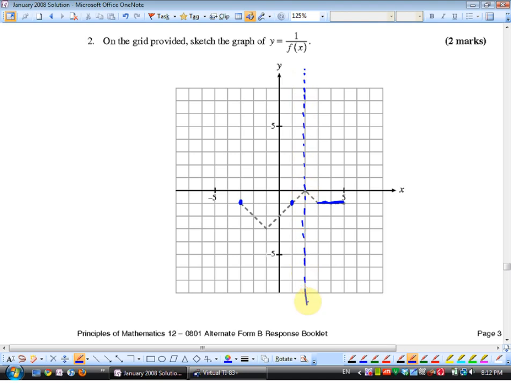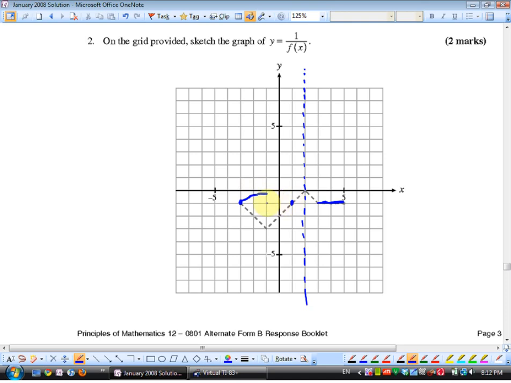And then I said you pretend you're a little bug walking on an invariant point. So if I start right here, if I move to the left, the graph doesn't exist. If I move to the right, the graph is getting bigger. My reciprocal is going to get smaller, except my graph doesn't shoot off to infinity. My original goes to negative 3, so my reciprocal is going to go to negative 1/3, about there.